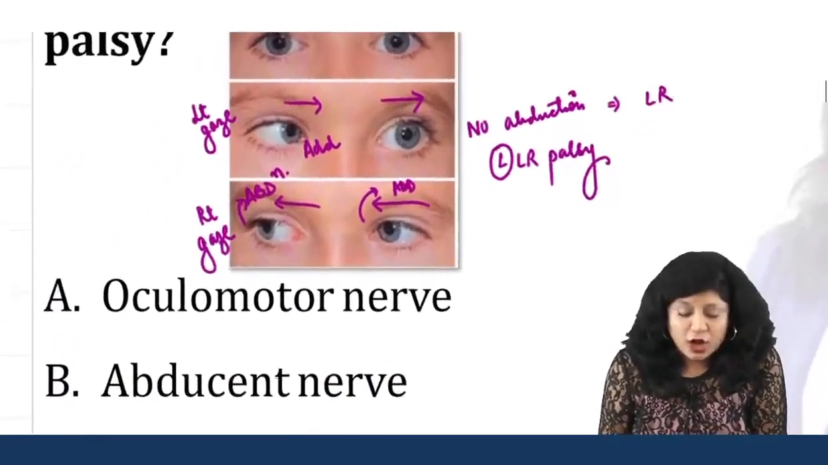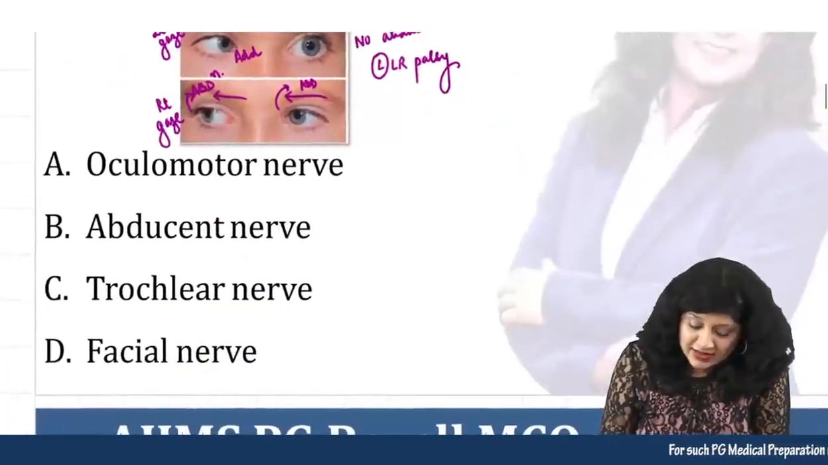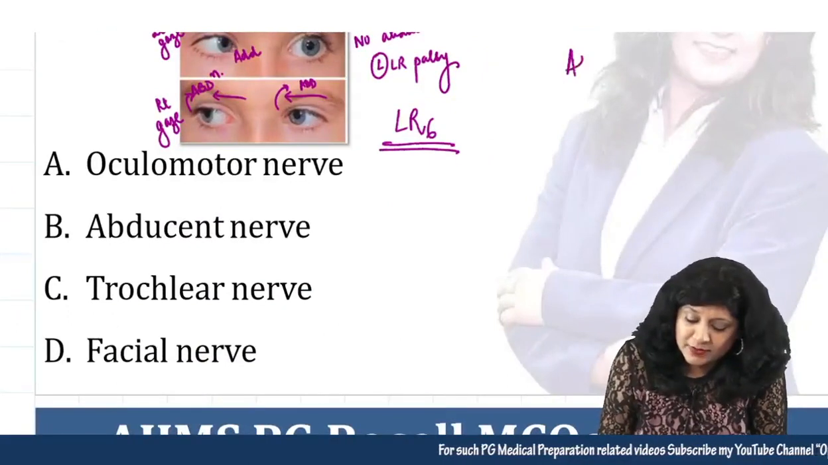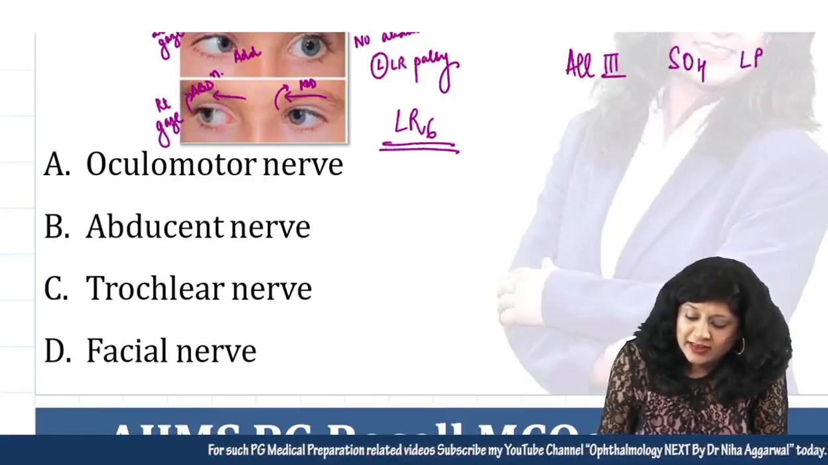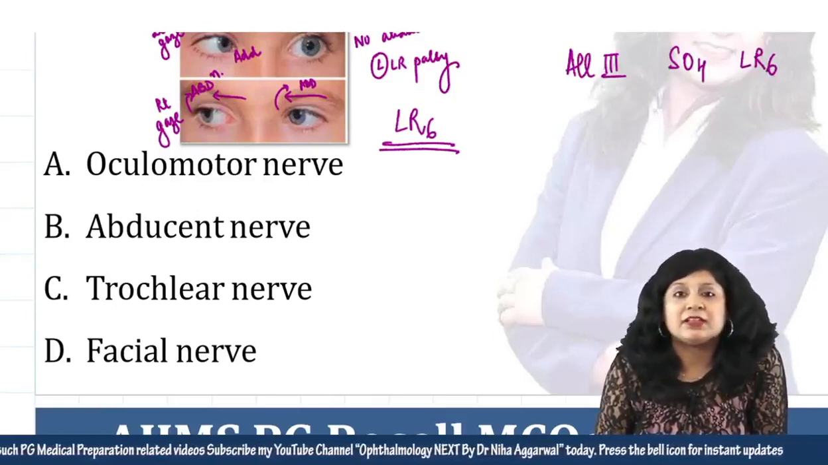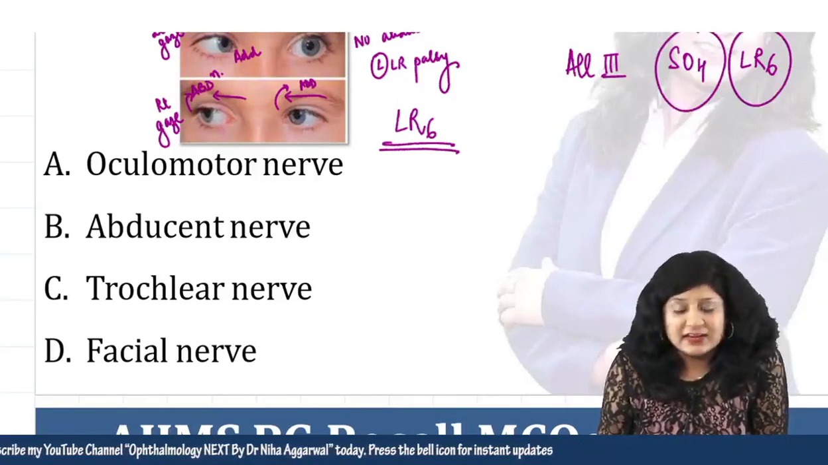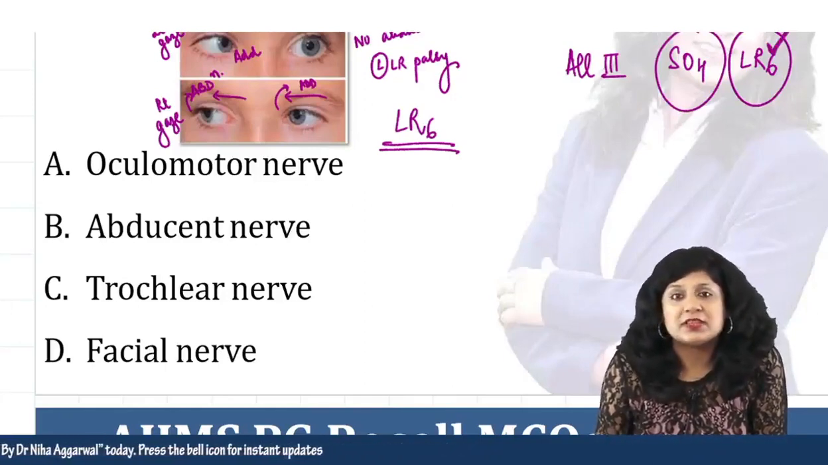Now try to look at the options. They are asking you the cranial nerve palsy. Lateral rectus is supplied by the sixth nerve. Always remember, all by the third nerve, SO4 and LR6. So all of the extraocular muscles are supplied by the third cranial nerve except for SO4 and LR6. Here we are talking about the lateral rectus, so we are concerned with the sixth nerve.